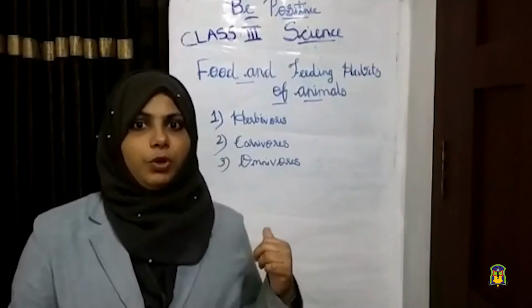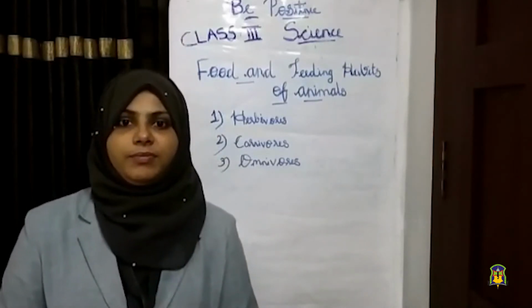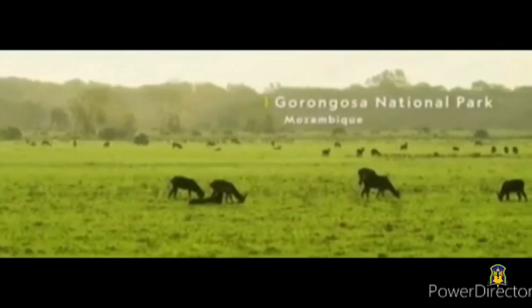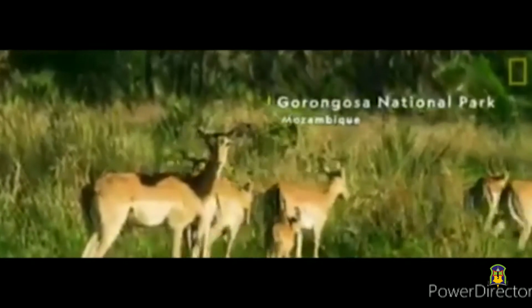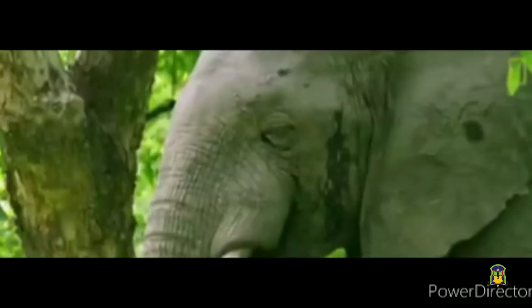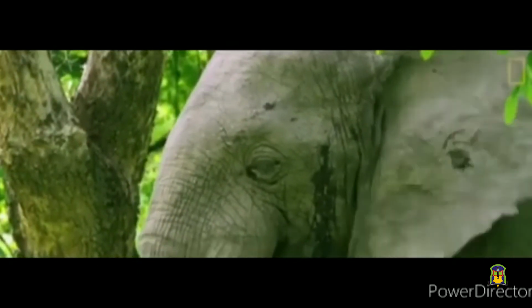And the third one, omnivores. Omnivores eat both plants and the flesh of other animals. Example, crow, bear, dog, etc. What about human beings? We human beings eat both plants and the flesh of other animals or meat, isn't it? So we are omnivores. Humans are omnivores. Okay, let us see the video.